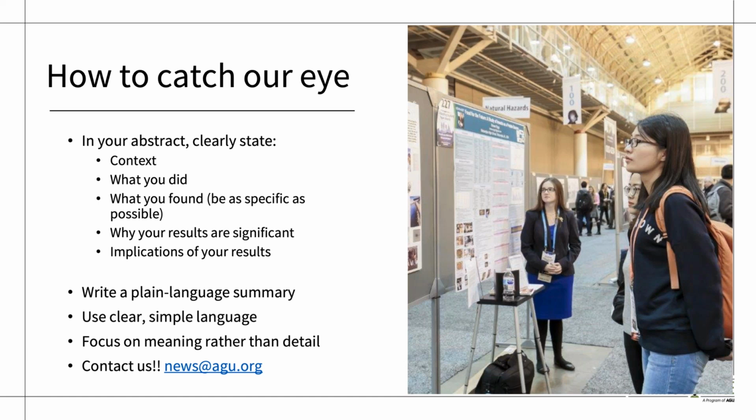Put those numbers in, give them a little bit of context. Of course, the implications. What does this mean? How does this affect people? What is the take-home message here? What is the thing that you want people to remember? So, be really clear in your abstract, with all these different parts.